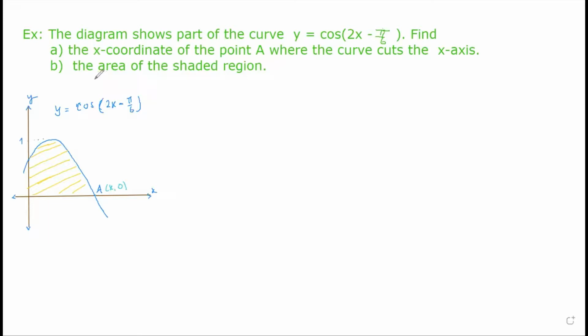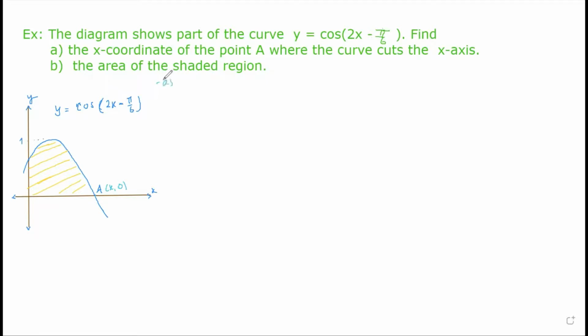And next, B, find the area of the shaded region. That means find the yellow shaded area here. So this question B we have to find. Now we start with question A first.